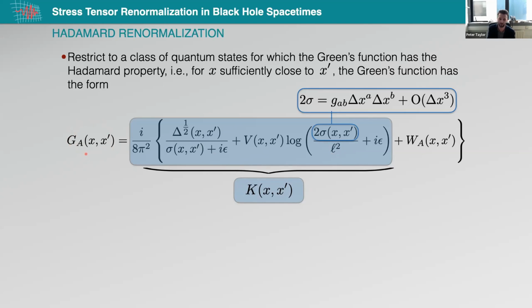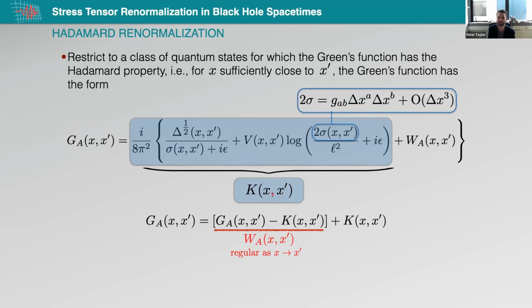So clearly then, if we want to get something that's finite in the coincidence limit, we can simply subtract the Hadamard parametrix from our 2-point function, which of course is going to be equal to W. I subtract the blue box here from the left-hand side, and I'm just going to be left with this W_a, which is regular in the coincidence limit. And then of course, if I subtract it, I have to add it back on again. And then I need to make sure that this term here can be reabsorbed into some other terms in the theory in order for everything to be consistent.